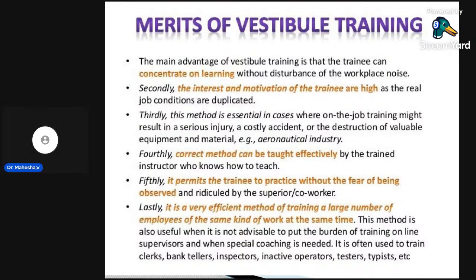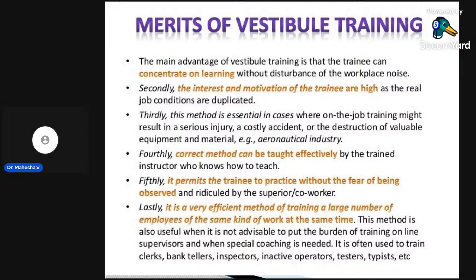Certain merits of vestibule training. What are those merits, the advantages or disadvantages of vestibule training? The advantage of vestibule training is that the trainee can concentrate on learning without disturbance of the work noise. Here one is able to learn, to get the knowledge, without having any kind of regular disturbances. The reason is that they are put aside from the real working environment. They are kept in an artificial simulated environment. That's why they do not get any disturbances of the real working environment.